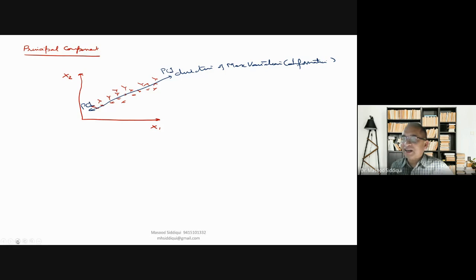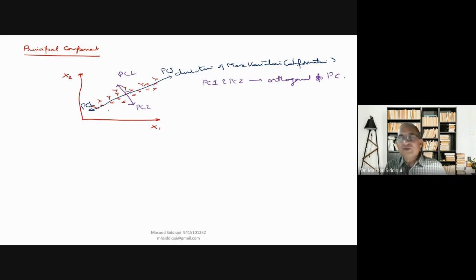Now, if we consider the other dimension, this is the other dimension. This is known as PC2. This is the direction of the remaining variation, or the direction of second highest variation. Since there are only two variables, there will be only two principal components, that is PC1 and PC2. And remember, these principal components are at 90 degrees. So these principal components are known as orthogonal principal components.